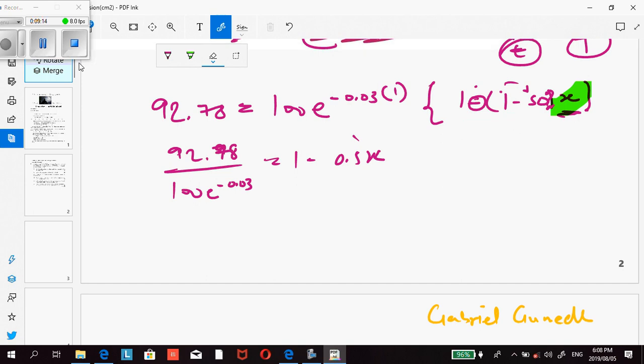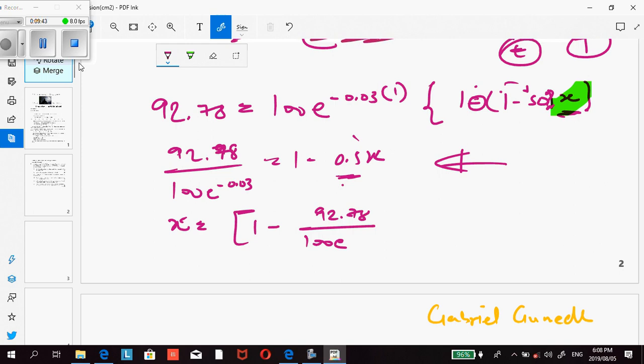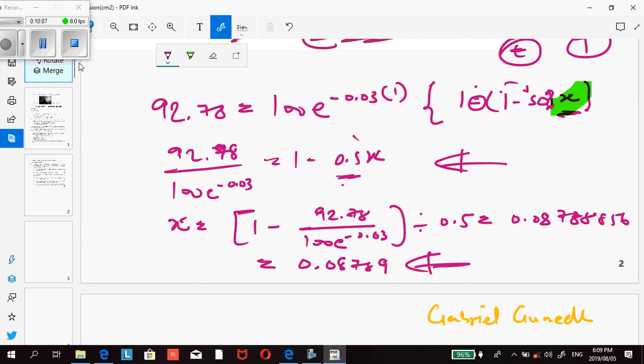So I'm saying 1 minus bracket 1 minus 50% to get this 0.5 here. Now, solving for x, if you simplify very carefully, your x will be equal to 1 minus 92.78 divided by 100 times e to the power negative 0.03, all that divided by 0.5. And you're going to get your value of 0.08788, so let me round that off to 0.08789. And that is your probability of default under the two-state model.